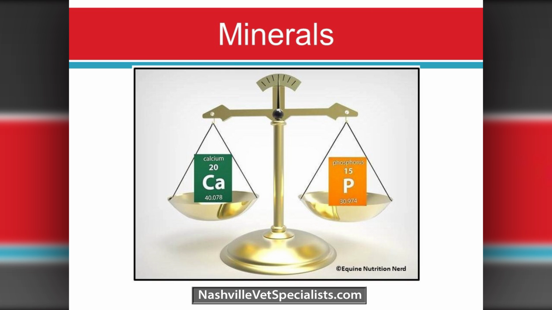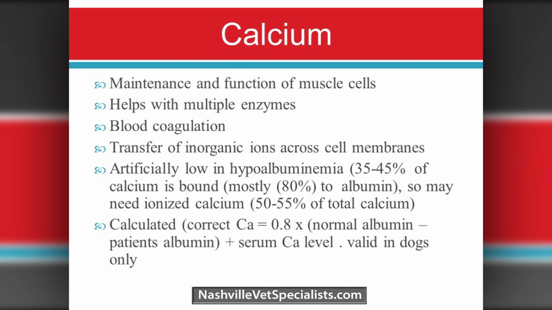So minerals, really just calcium and phosphorus balance. The maintenance and function of muscle cells is the main thing for calcium, but it does help a lot of enzymes. It helps with blood coagulation, and it does inorganic transfer of ions across cell membranes. And remember, it's artificially low in hypoalbuminemia because 35 to 45% of the calcium is bound, mostly to albumin, about 80% of it. So you really need the ionized calcium to know what's going on.